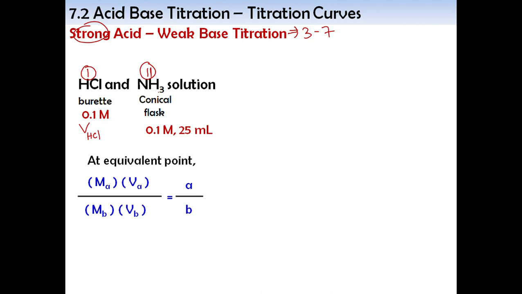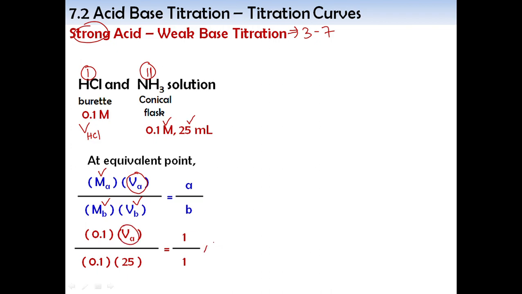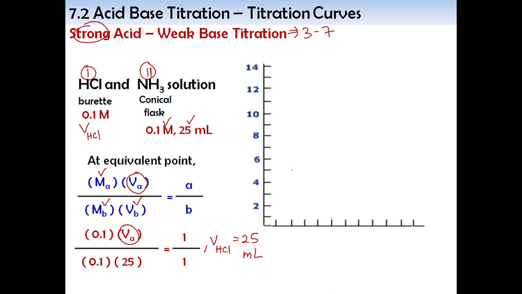So for base, weak base, we have the M and V. So kita ada MB dan VB. MA kita ada. So kita nak cari volume of acid. So substitute into the formula. So we want to find what is VA. So tekan calculator semua orang. Volume of HCl at equivalent point is equals to 25 ml. Okay. Baru boleh lukis y-axis dan x-axis.